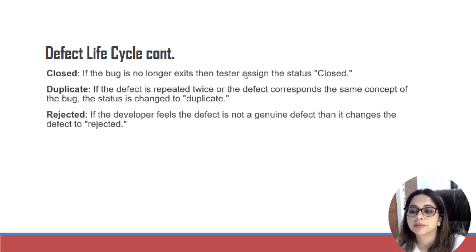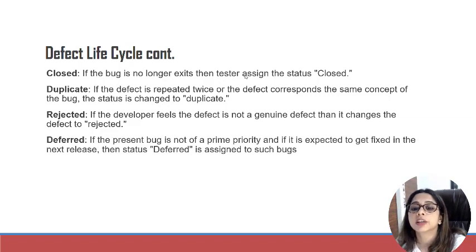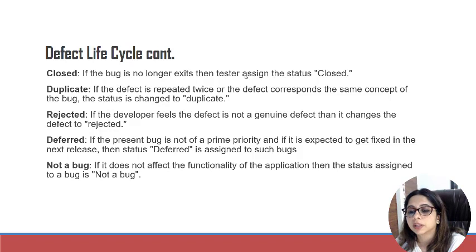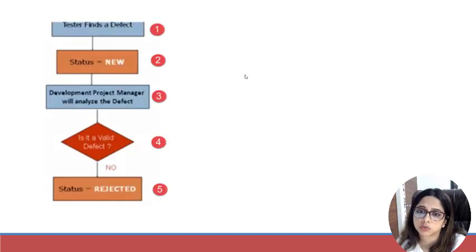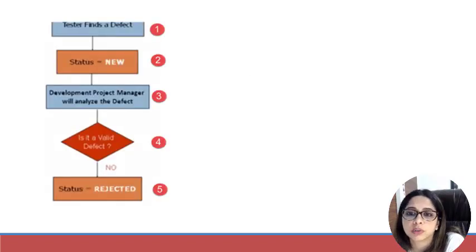Rejected: if the developer feels the defect is not at all a genuine defect, then it will be marked as rejected. Deferred: if the present bug is not a prime priority now and we'll be doing it later on, it will be deferred. And not a bug basically does not affect the functionality of the application. You feel that it is a bug, but it is not at all affecting the system, or it's actually a requirement, something like that. Those situations will be not a bug. The same has been explained in the flowchart diagram.